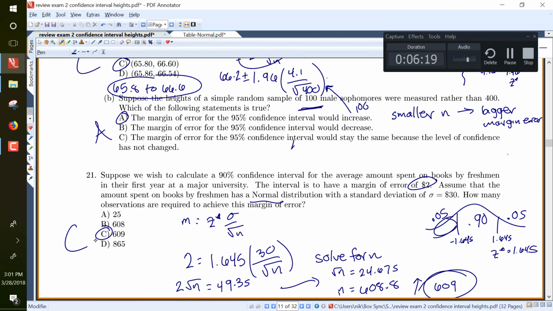So we round up because a bigger sample size is always better, so that's why we round up for sample size.